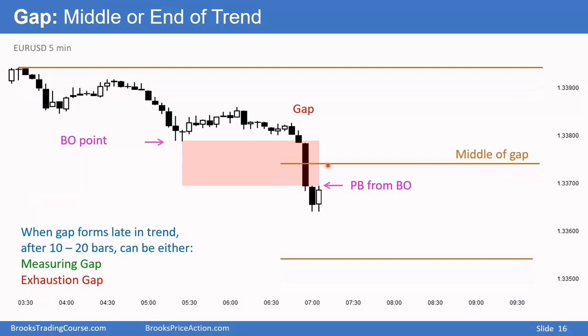The middle of the gap is here, possibly a measured move down from the middle of the gap, possibly a measured move down from this high to that low. We're already at that target. If it reaches one target, then you look for another, for example, the middle of the gap.